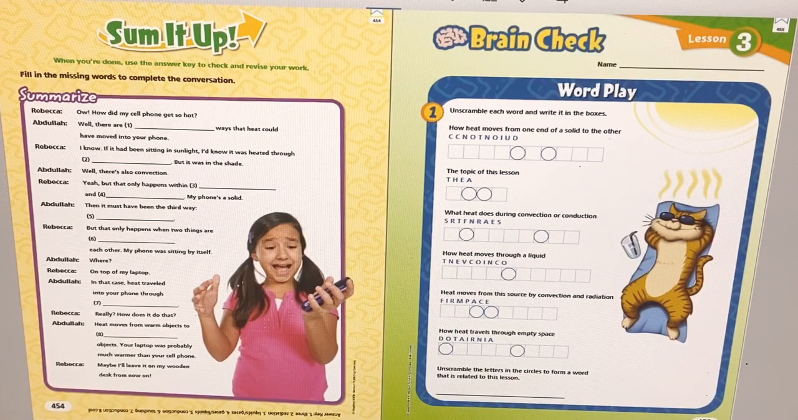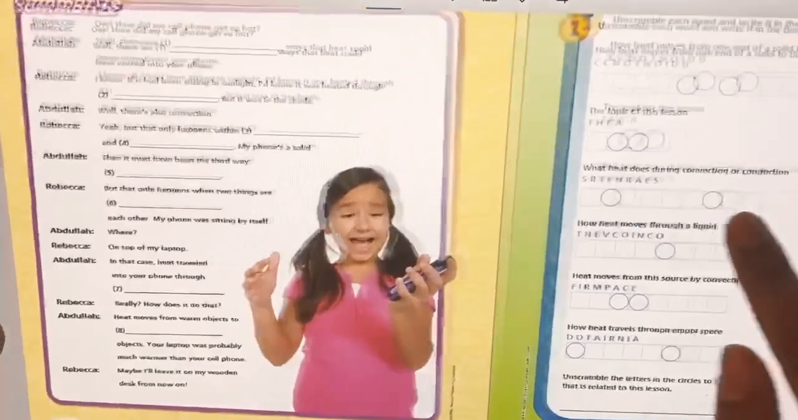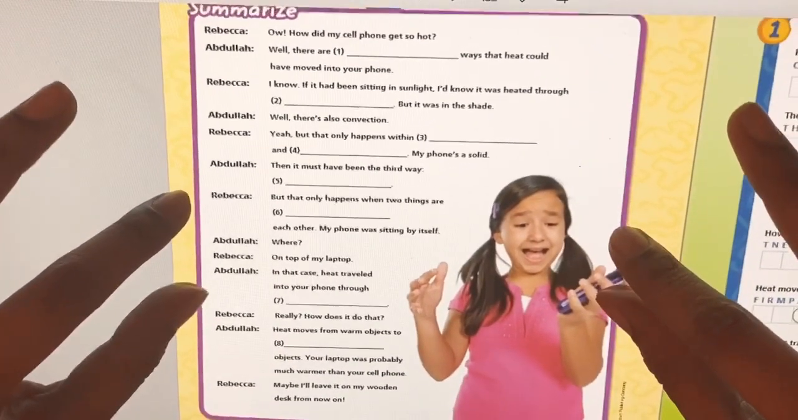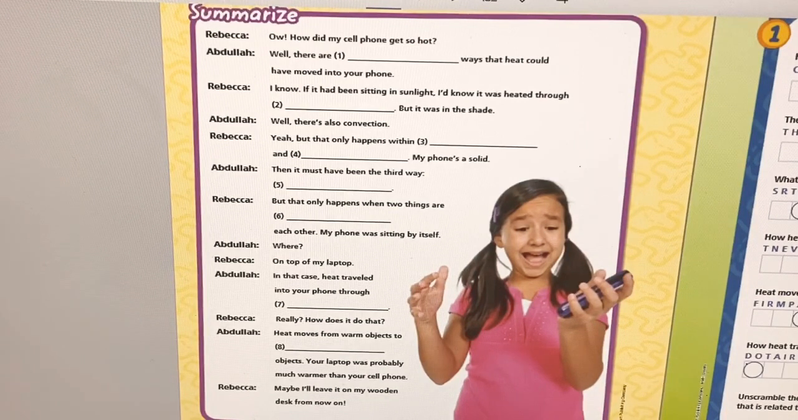Hope you watched the previous video that will definitely help you to solve everything today. Now, over here, page 454, we have a conversation between Rebecca and Abdullah. They are talking about the cell phone and how heat moves from something to the cell phone. We don't know yet. Now, let's read the conversation and try to figure it out, okay?